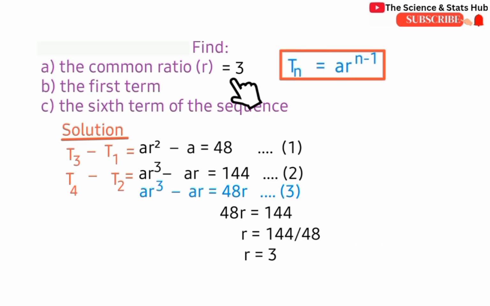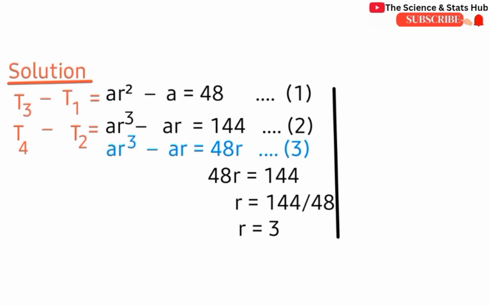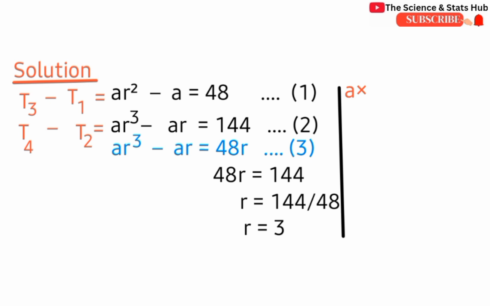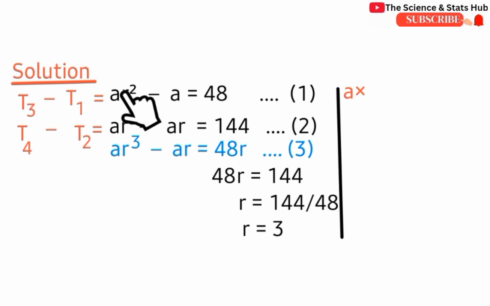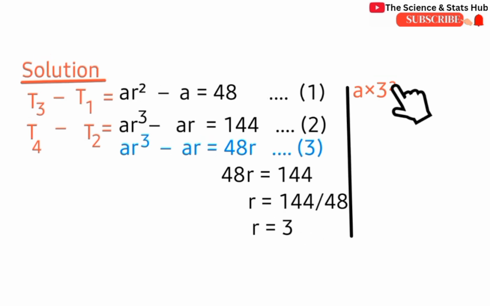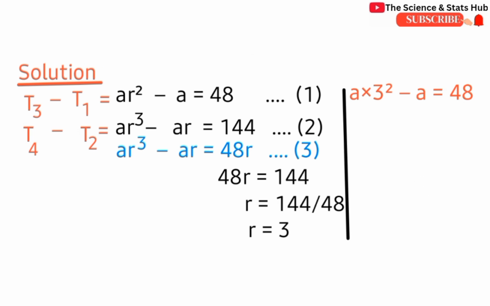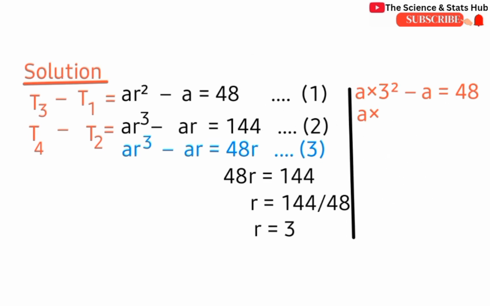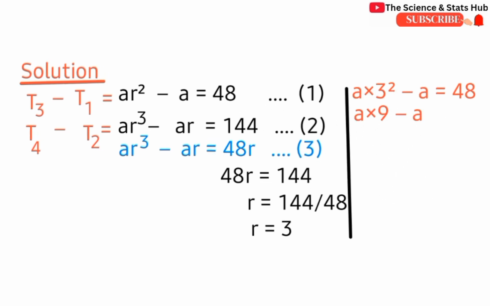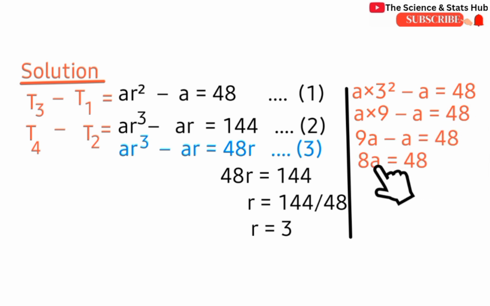Now let's find the first term, a, from equation 1. a multiplied by r square, with the r value being 3 square, minus a equals 48. a multiplied by 3 square minus a equals 48. 9 multiplied by a minus a equals 48. 9a minus a equals 48. a will be equal to 48 divided by 8, which is 6.